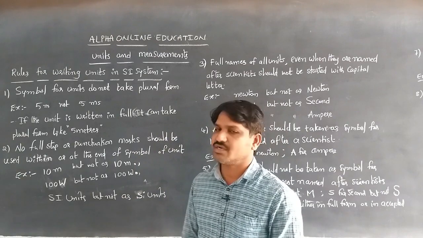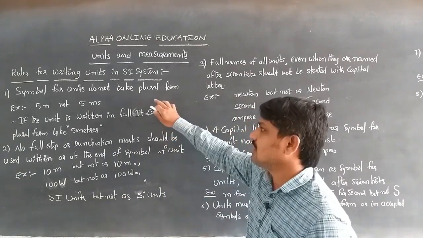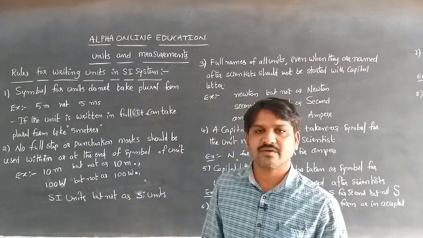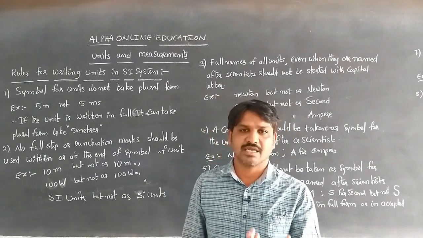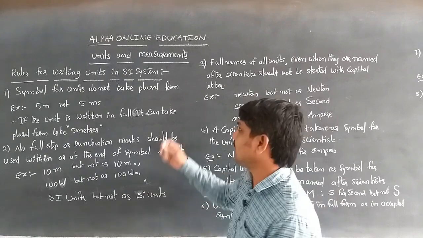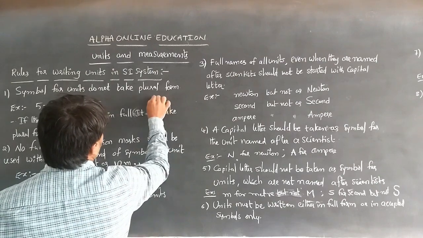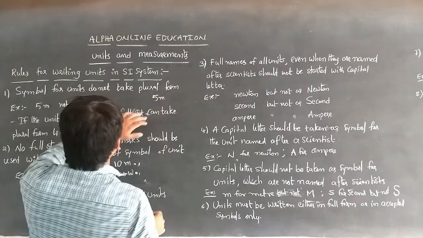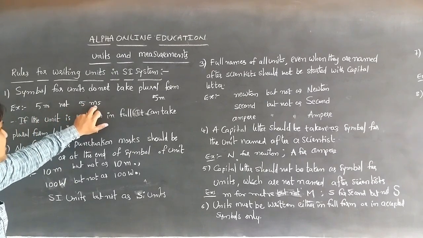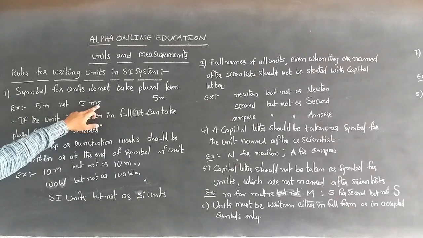The rules for writing the units in the SI system. First of all, the first rule is that the symbol for units does not take a plural form. Whenever we are writing meters or kgs, if you want to write it directly in the form of the symbol of units, we can write 5 m, but not as 5 ms. Do not take any plural form while you are writing the symbol.